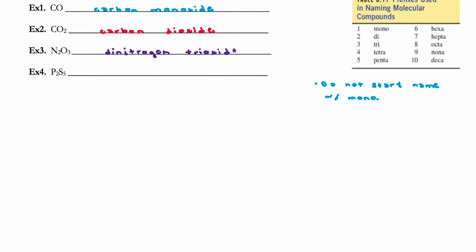Okay, and then finally for the last one, P2S5. I have 2 phosphoruses, so I'm going to have diphosphorus. And I have 5 sulfurs, so this is going to be penta for my prefix. And then sulfur, I'm going to get rid of the UR ending, and this will just be pentasulfide.